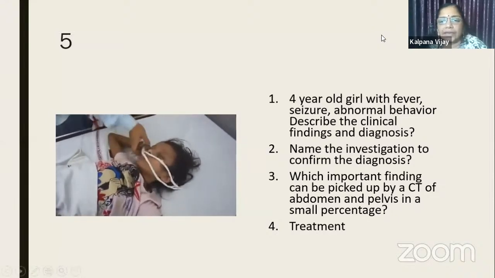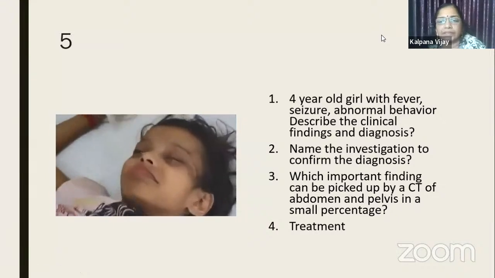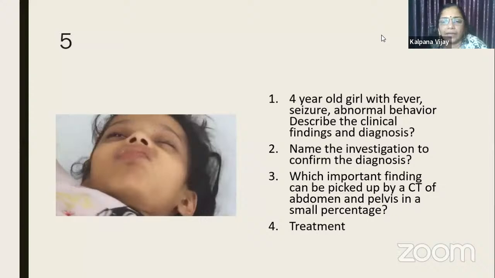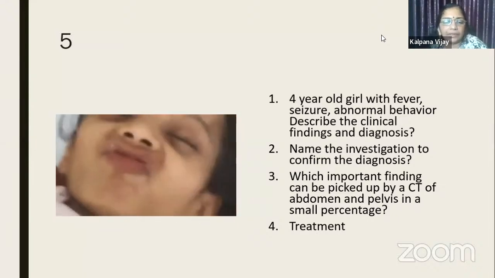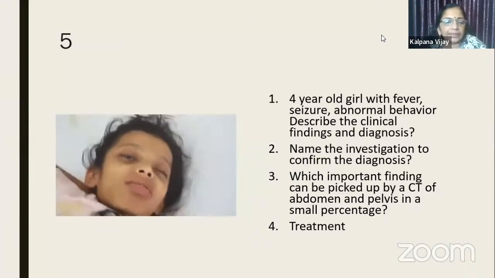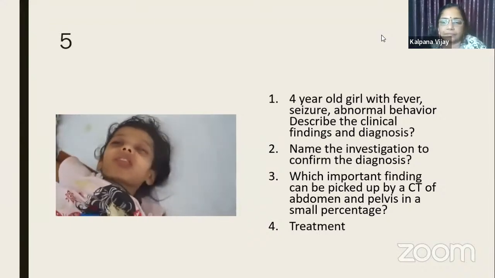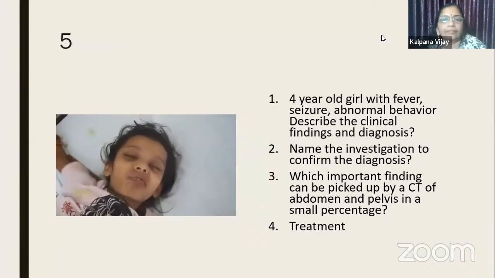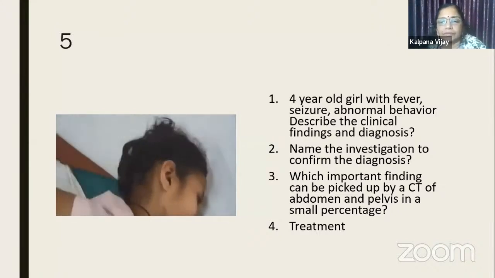So this is a child with very frequent seizures and fever. And then next week there was abnormal behavior and the child has become mute. And these are the movements that are seen. So what is the clinical finding and what is your diagnosis? What is the clinical finding? What have you seen?